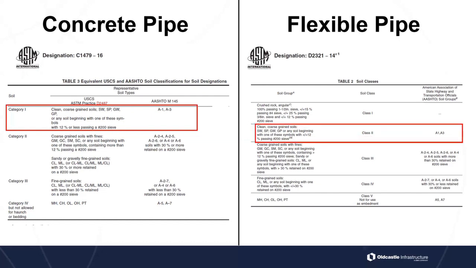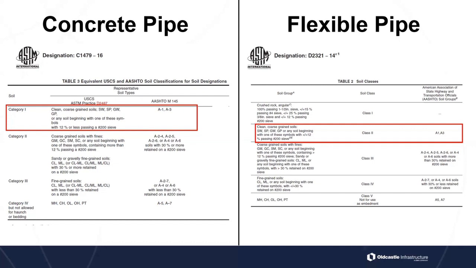Now, in flexible pipe, for that thermoplastic spec, the D2321, they call it a class 2 soil. Same classification by AASHTO, same USCS description. But in concrete, it's a category 1. In flexible pipe, it's a class 2.